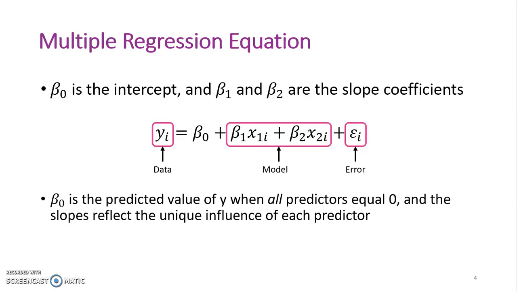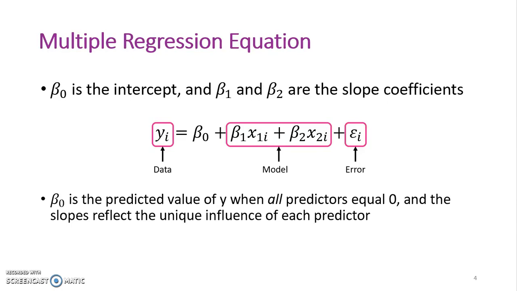So now in this equation, beta 0, again, this is the population equation. Note the use of the Greek betas. Beta 0 is the population intercept, and beta 1 and beta 2 are the slope coefficients. So now we're going to have a slightly altered interpretation of the intercept and of the slopes.